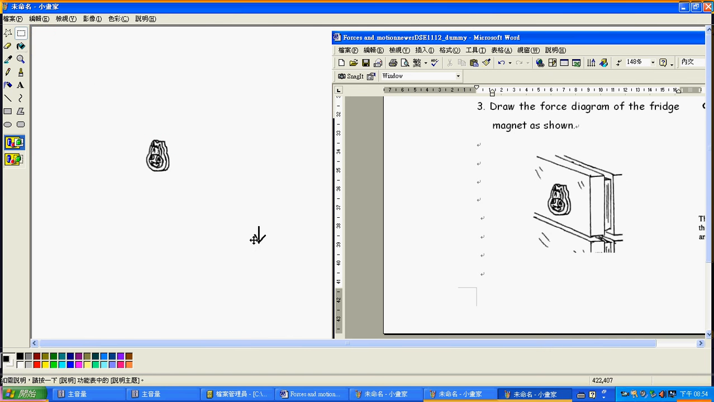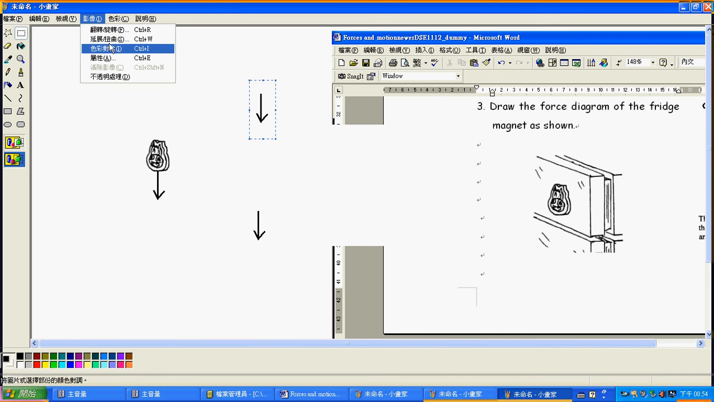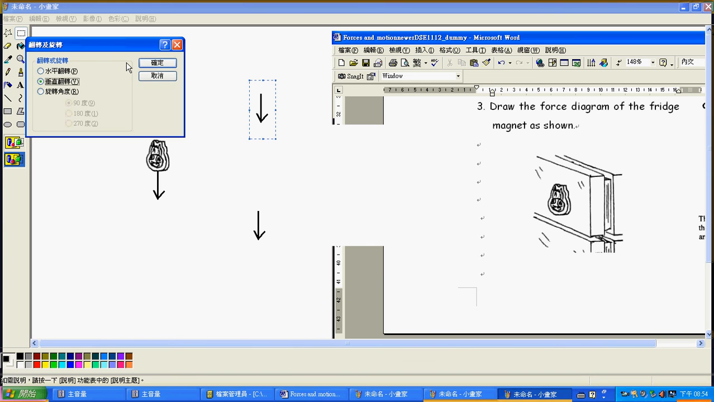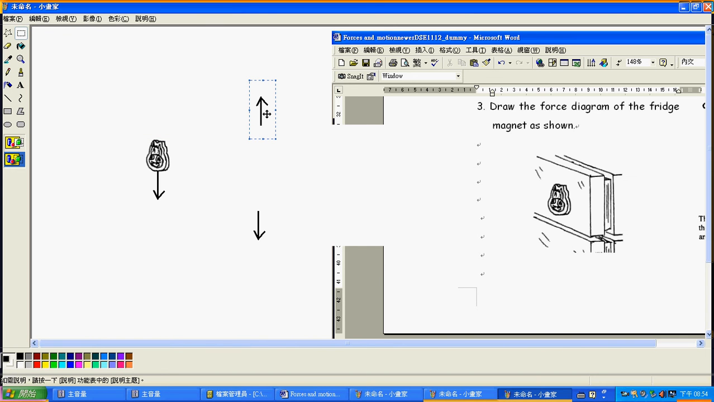So what are the forces acting on it? Let's make it a larger arrow. Alright. Now, firstly, there must be weight acting down, and then to balance it, because it's in equilibrium, there must be an upward force. But this time, this force must be the friction, because the magnetic force doesn't act upward.